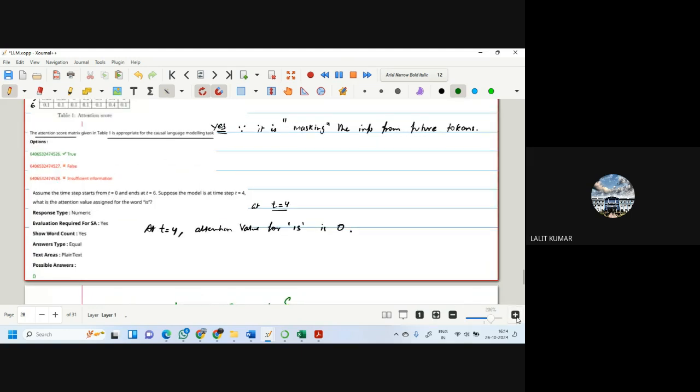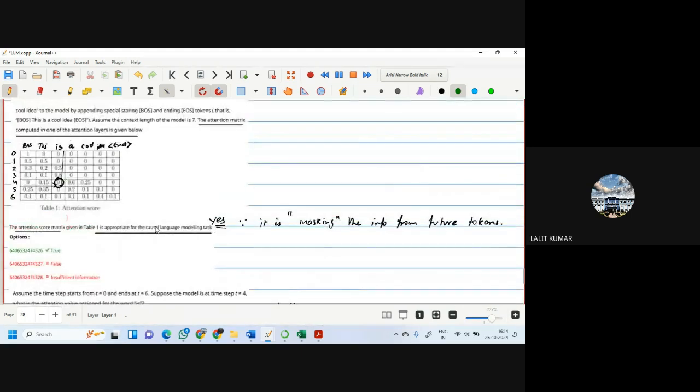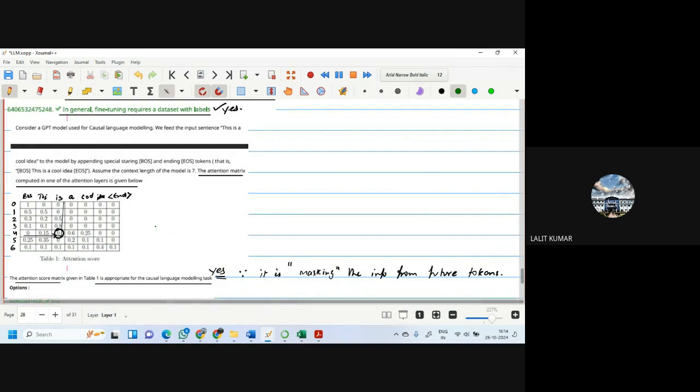Okay, then the next question is, I think this is the last question. Consider a GPT model used for CLM. We feed the input sentence "This is a cool idea" to the model by appending special starting BOS and ending EOS tokens. That is, BOS, this is a cool idea, EOS, we have passed. Assume the context length of the model is 7. The attention matrix computed in one of the attention layers is given below. So what will be the size of your attention matrix? It will be 7 into 7.